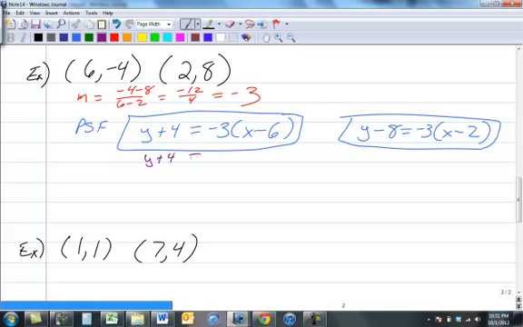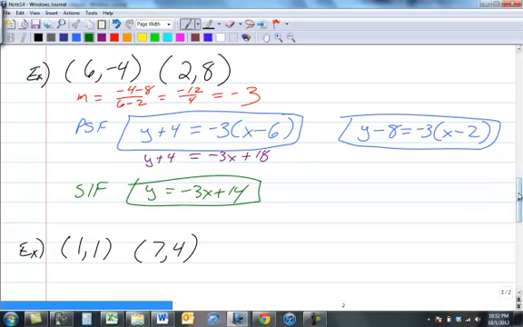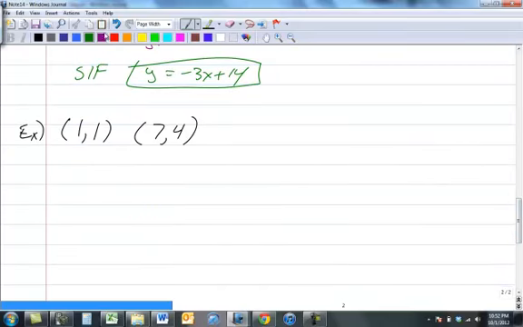But for slope intercept form, you should have got y equals negative 3x plus 14 on this first one. The second one. Oh yeah, that last one, I didn't do my little trick, right? 1, 1, 7, 4. I should get a positive slope with a relatively low y-intercept, probably.